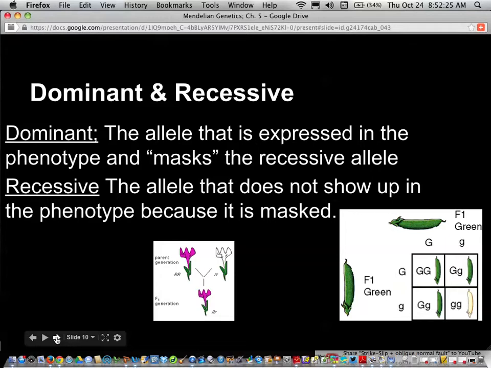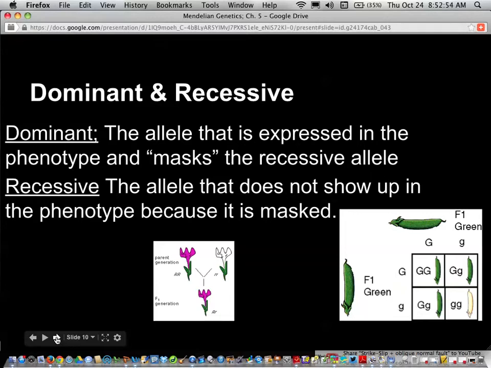In the pea pod example, both pea pods are heterozygous. Green is dominant over yellow. So two green heterozygous pea pods are crossed together, and in the offspring, 3/4 of them are green, and 1/4, the homozygous recessive, is yellow.